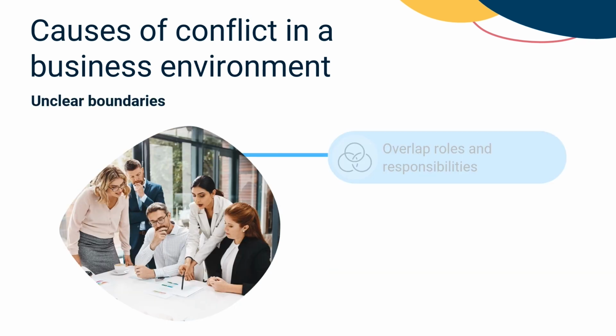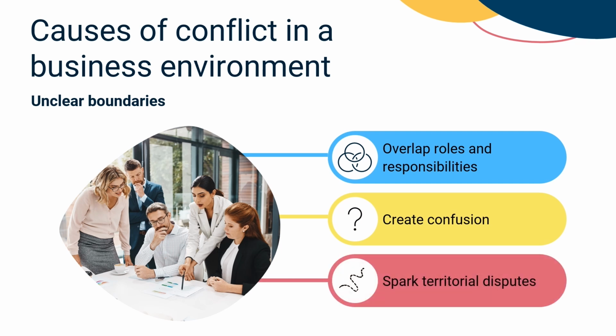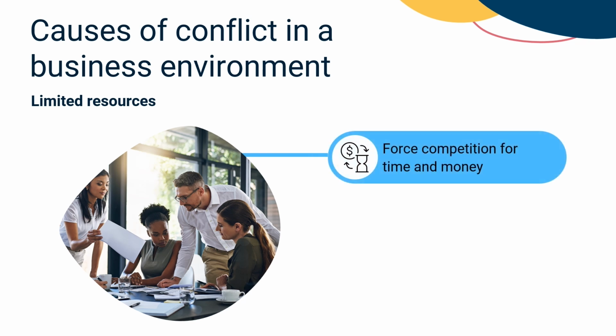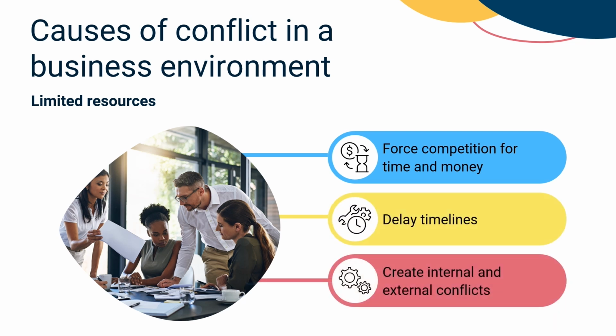Unclear boundaries create tension when roles and responsibilities overlap or lack definition, leading to confusion and territorial disputes. Limited resources force teams to compete for time, money, and personnel. When resources are shared across projects, teams need help to meet timelines, creating conflicts both within and outside the team.